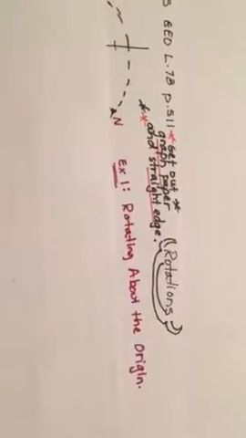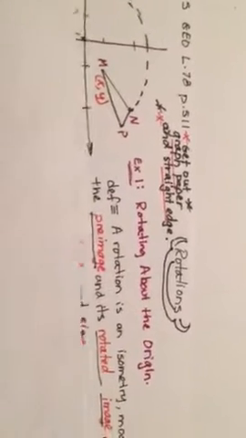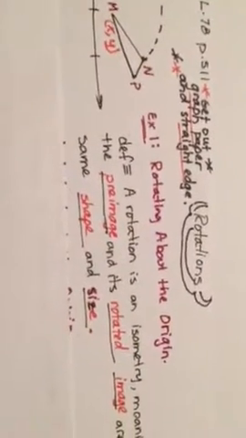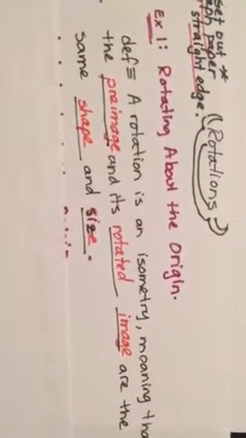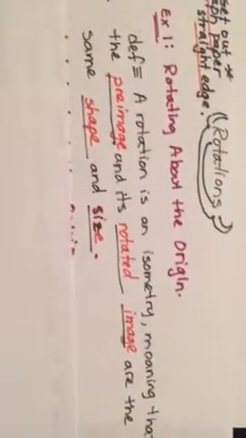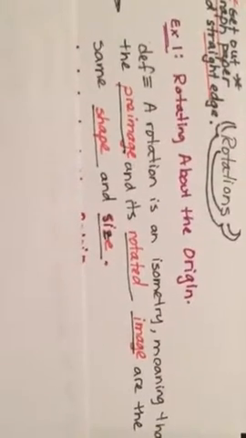This is an interesting lesson about rotating about the origin, or rotating about a point. First of all, a definition. A rotation is an isometry, meaning that the pre-image and its rotated image are the same shape and size.